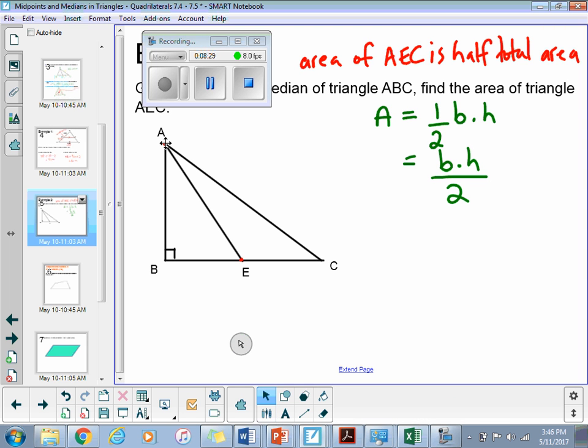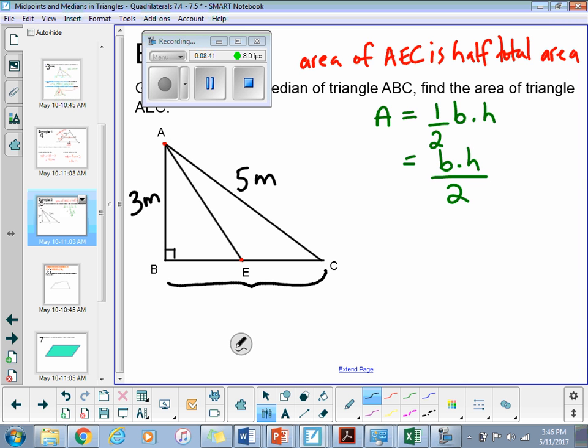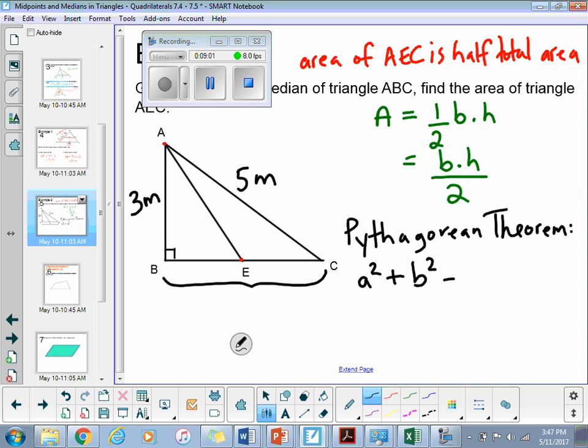Well, to do that, we would have to know the sides. For now, we know that this is 3 meters, and we know that this is 5 meters. But we are not given this side. If you recall, because it is a right angle triangle, we can use the Pythagorean theorem. Okay, if you remember, that was a squared plus b squared equals c squared. And we can treat that as side A, that's side B, and that's side C.